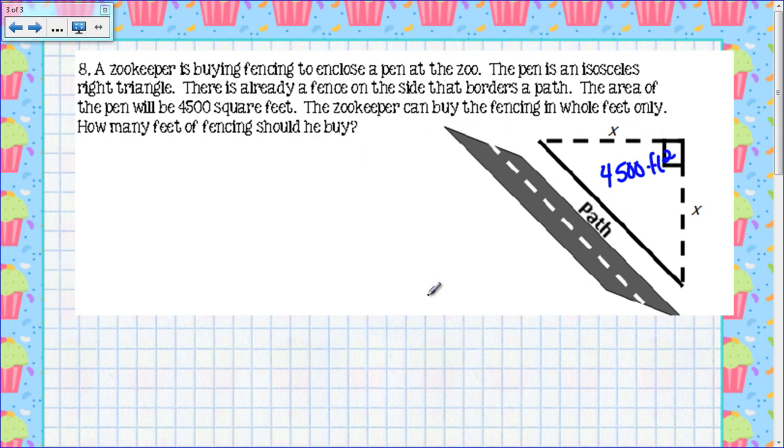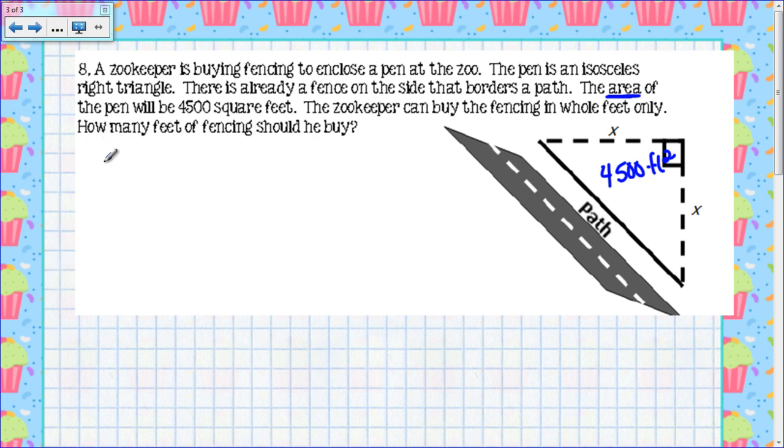And the zookeeper can buy fencing in whole feet only. So he can't go to Home Depot and say, I need 21.5 feet of fencing. He has to buy it in whole feet. So the question is, how many feet of fencing should he buy? Well, what we're trying to find is what this x equals. And what information we have is the area of that triangle. So I'm going to use that.